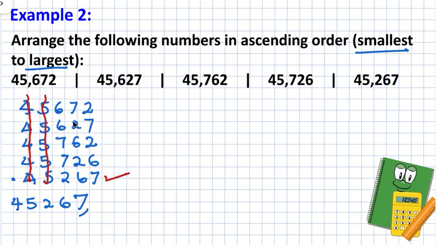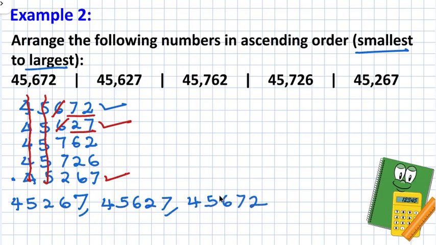So now, between these two 6s, let's look at the smaller one. So we are comparing these two numbers, okay? So 6 and 6, they are the same, we can't compare. So we go to the next number. So here we have 72, and here we have 27. So between 72 and 27, which of them is smaller? So you can see that this is smaller. So we have 4, 5, 6, 2, 7, and then the next one is this, which is 4, 5, 6, 7, 2. So we've sorted out 3 numbers, remaining 2 numbers.